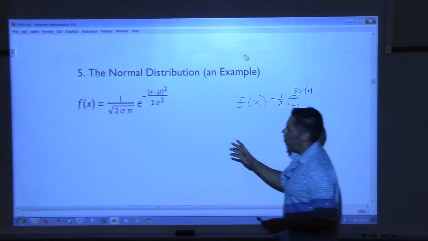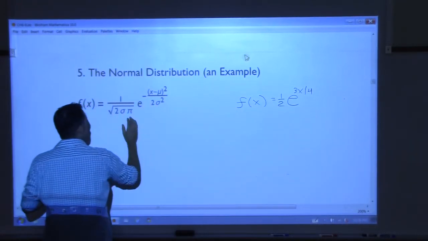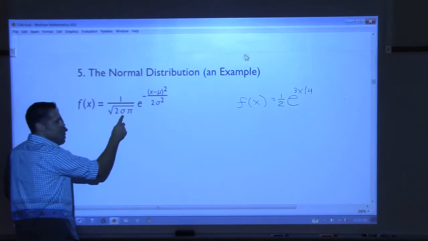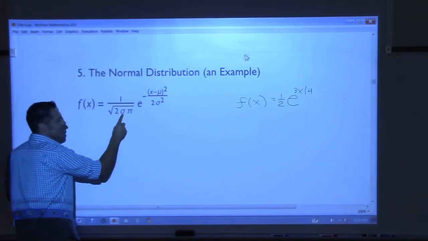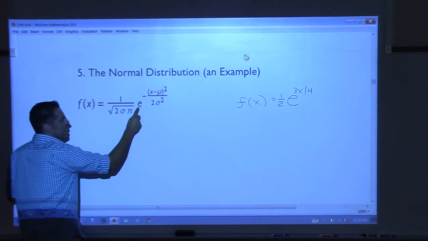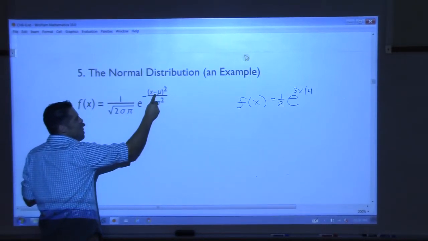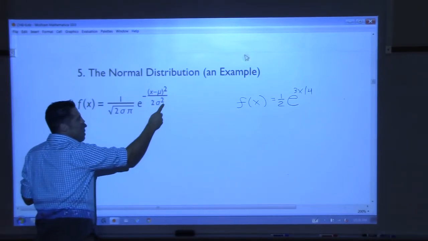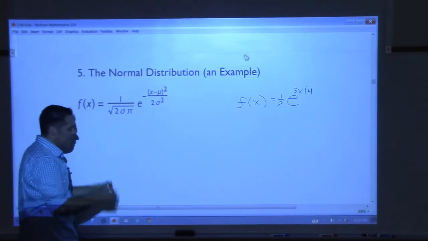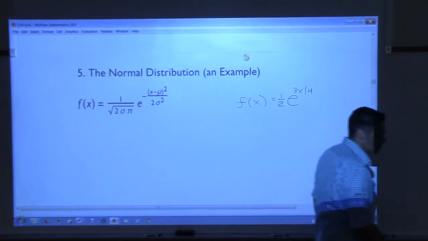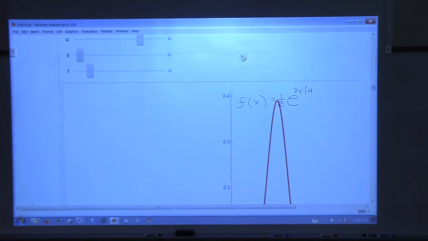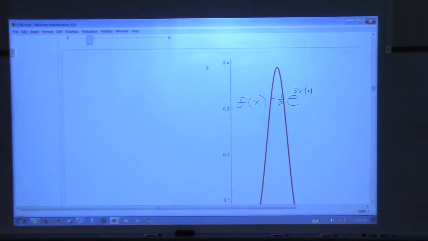Well, if you do all of this to a function, you take 1 over the square root of 2 times sigma times pi, e to the negative (x minus mu) squared, divided by 2 sigma squared. If you graph this function, you get what we call our standard normal distribution, which you have probably heard of as the bell curve, right?